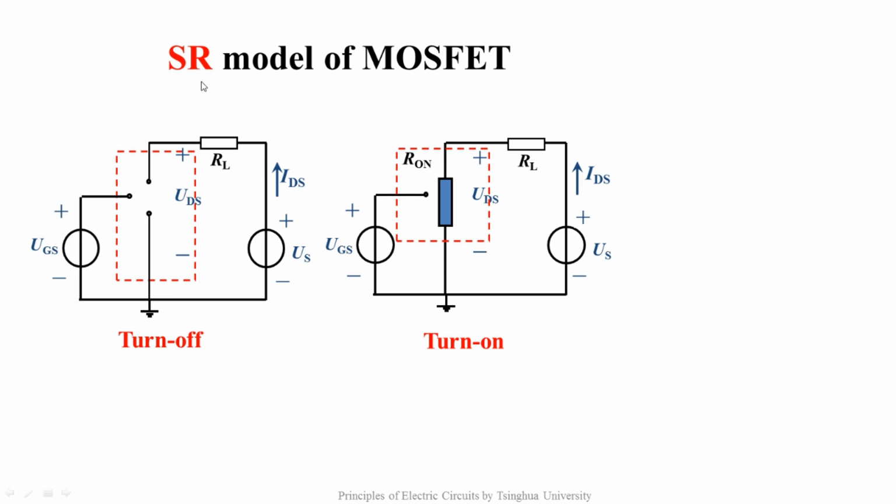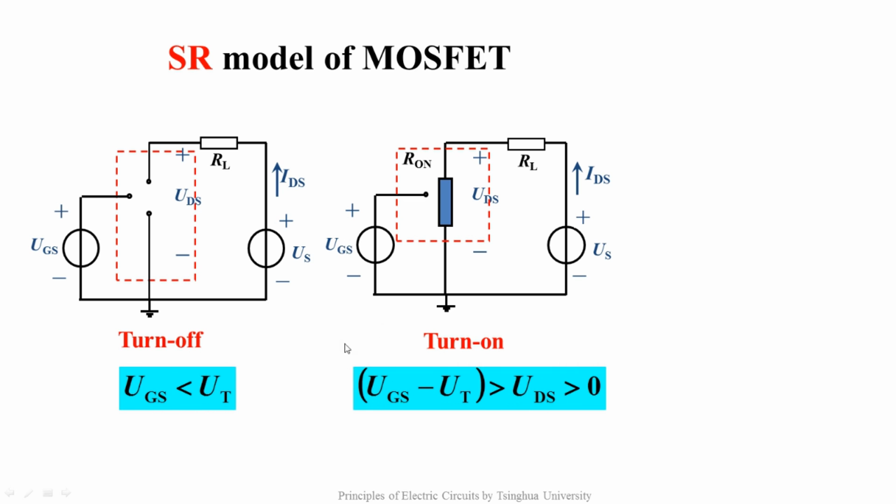The second is the SR model, short for switch resistance. Its switch resistance model circuit is like this. When the MOSFET is turned off, it's a turn-off switch. When the MOSFET is turned on, it's equivalent to a resistor seen from its drain and source terminals, whose resistance is similarly controlled by UGS. You should pay attention to the operating conditions of these two regions. When UGS is less than UT, it's turned off. When UDS is larger than 0 but less than UGS minus UT, it's operating in the resistive region.